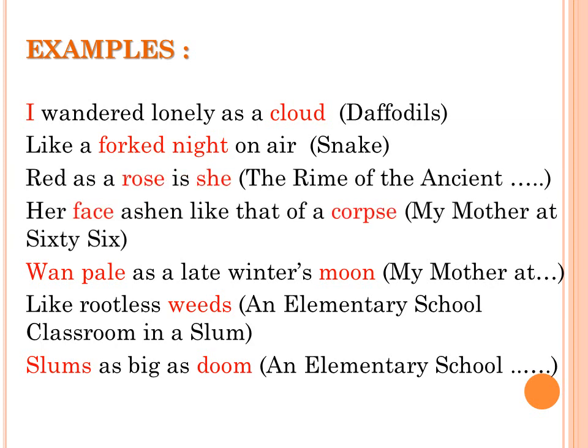Her face ashen like that of a corpse. Poetess Kamala Das is comparing her mother's face to that of a corpse, dead body. Worn pale as a late winter's moon. In the same poem, she is comparing her mother's face to late winter's moon because her face is pale. Like a rootless weeds. Here, the slum children are compared to rootless weeds, unwanted plants. They are also unwanted. Slums as big as doom. Slums of the children is compared to doom, dark future, which is big as well as their slums are big.